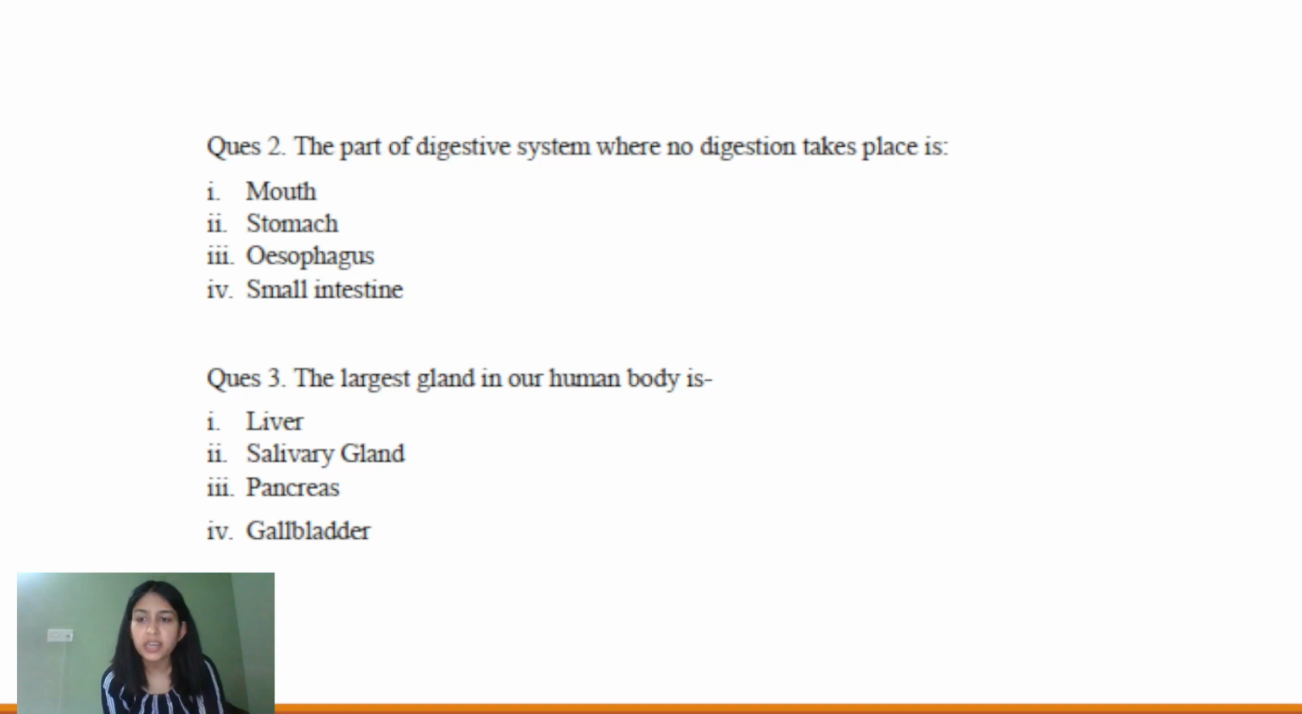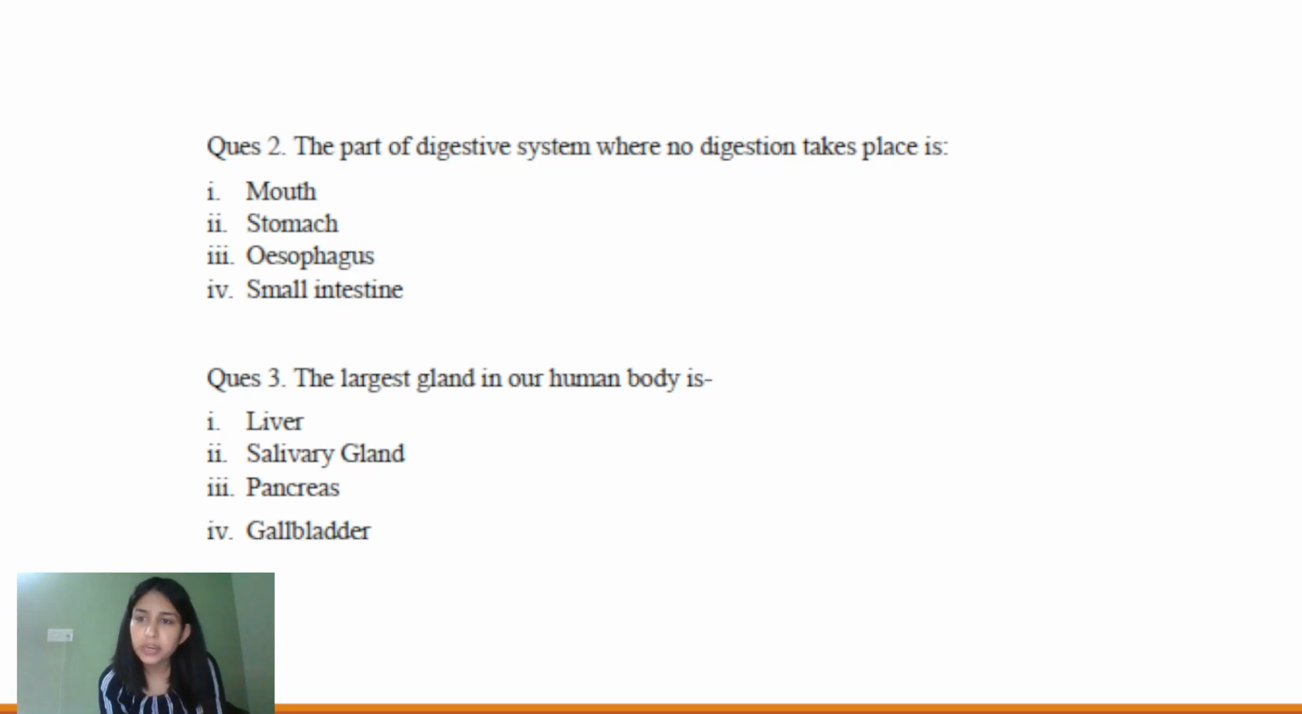Yes, so the correct answer to this question would be... yes, now the time is up. So the correct answer to the question would be esophagus. Why would esophagus be the answer?